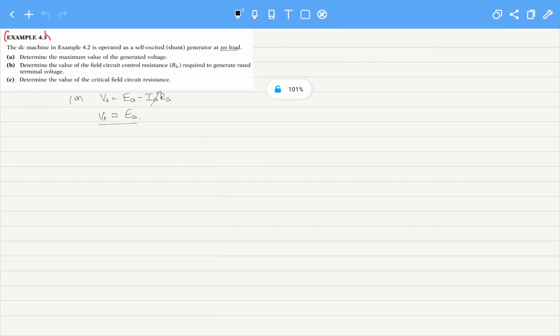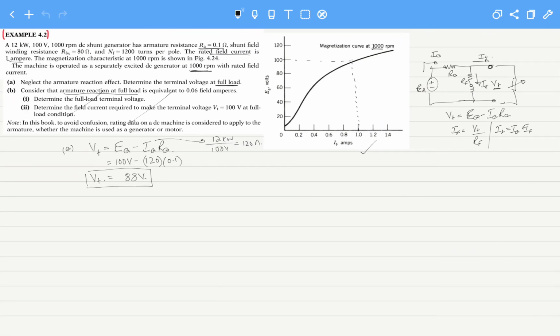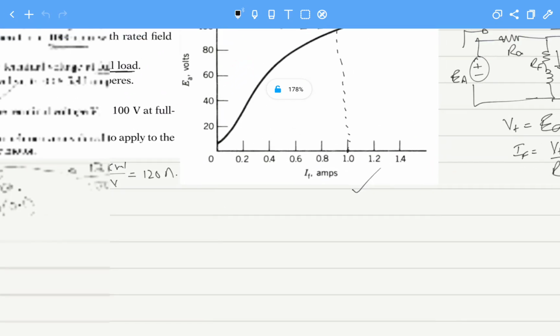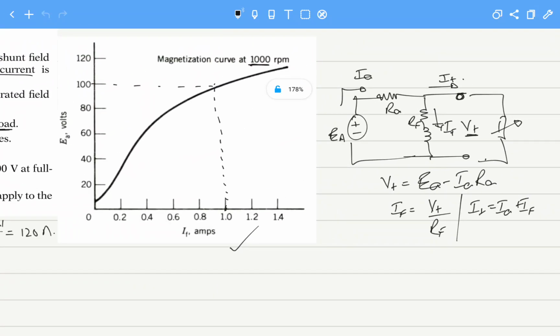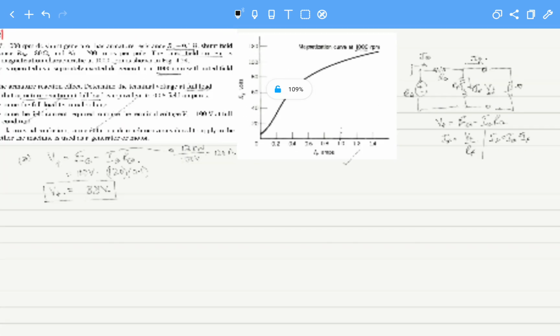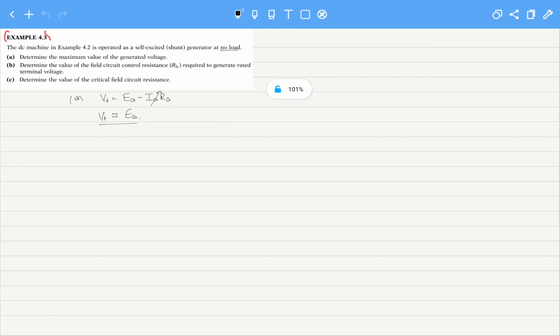Now this question is saying that the DC machine is from example 4.2. So in example 4.2, this was the magnetization curve of the machine. If you look at this curve, what it is asking is what will be its value for this machine. Now, for this machine, we know that this is a self-excited or shunt generator.